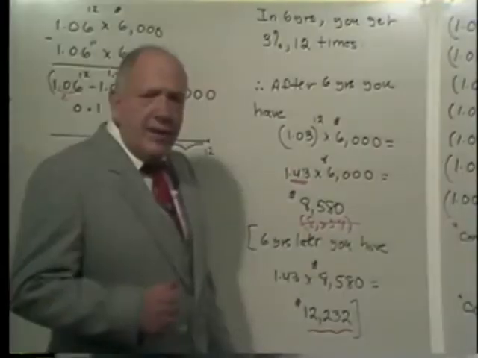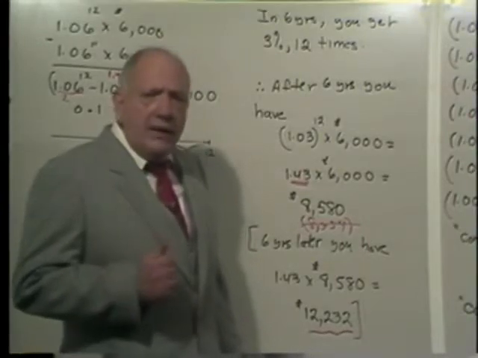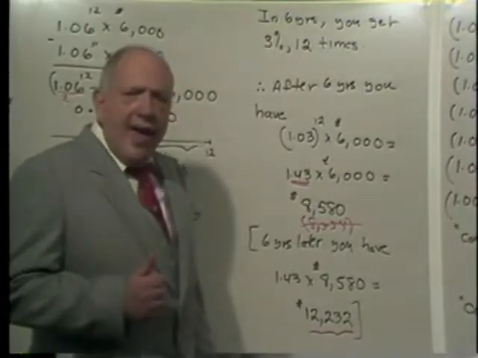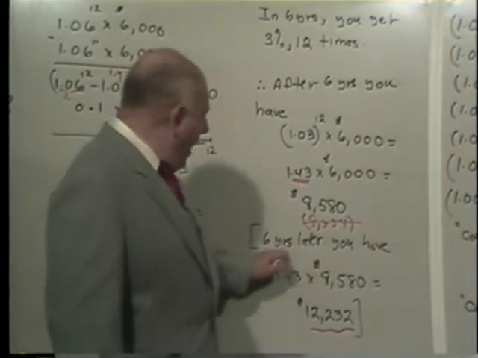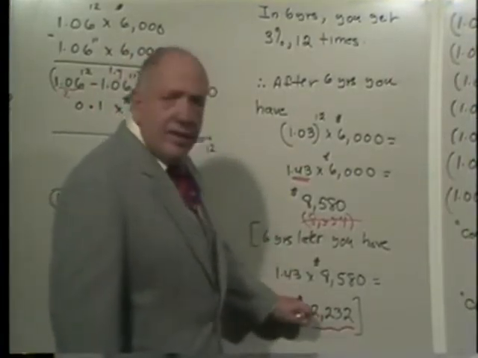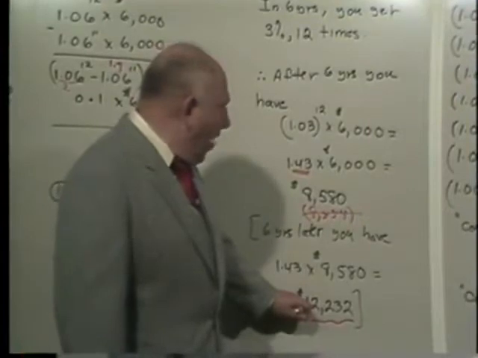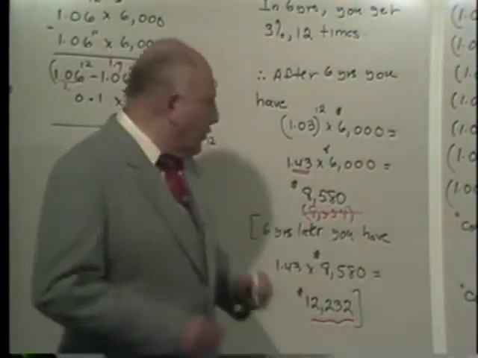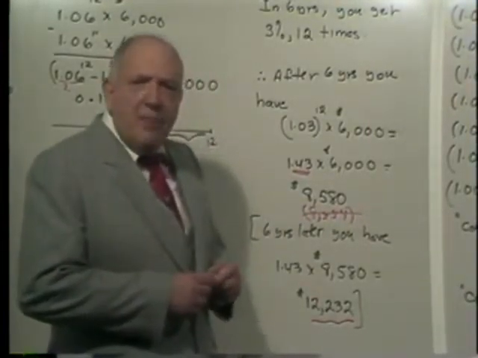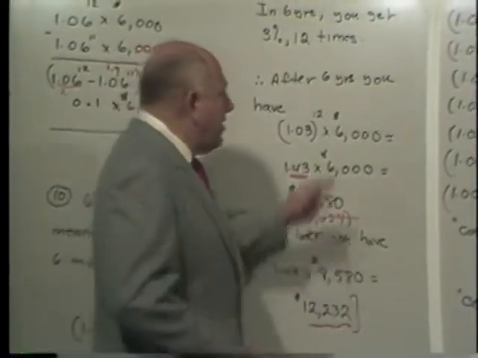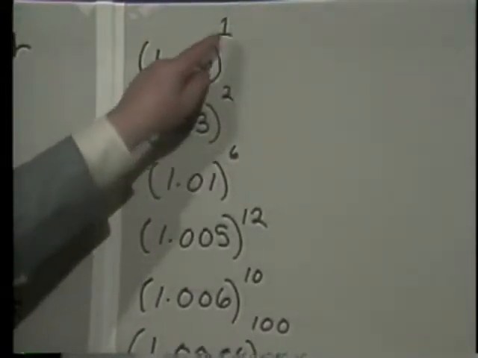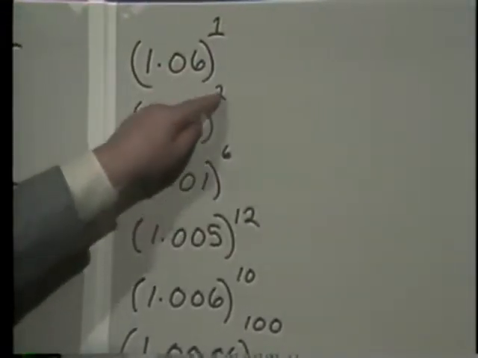And the reason I bring this up is in problem number 8, we saw that $6,000 became $12,000 in 12 years. What happens over here? In 12 years, instead of having $12,000, you have $12,232. See, you've done better at 6% compounded semi-annually. And you see, banks do this. They can either give you what? The whole 6% once. They can give you 3% twice.